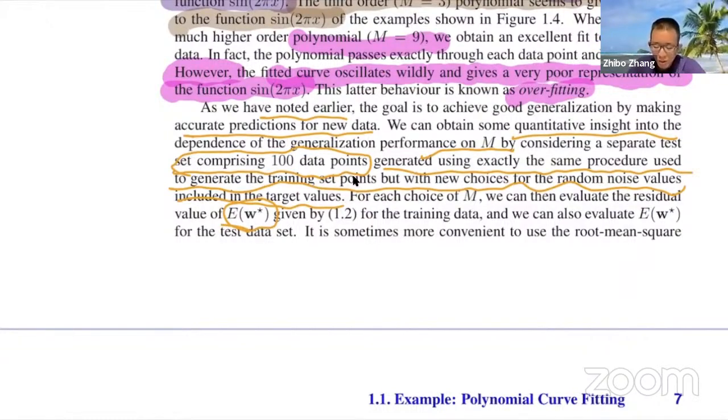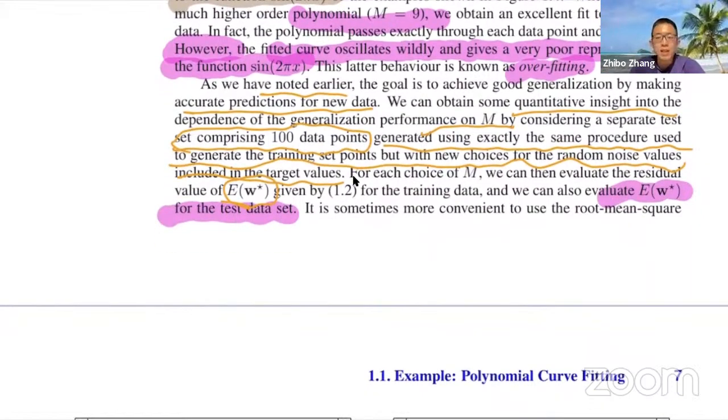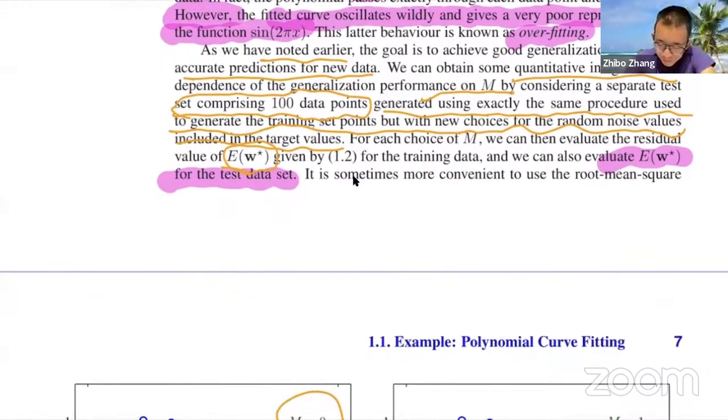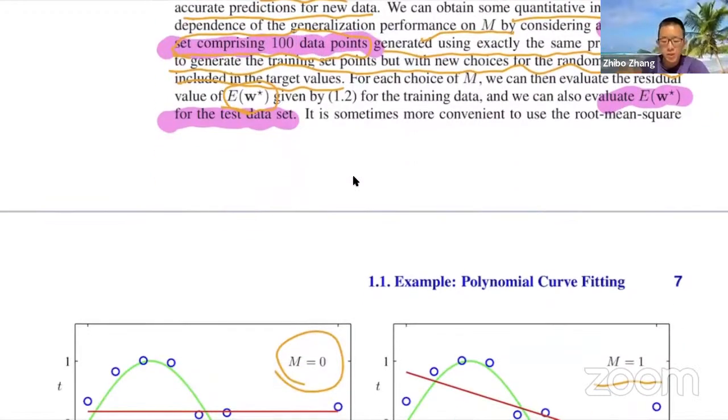We can also evaluate for the test data set. Again, the test data set is something that is independent from your training data set, which is used to test your learned function mapping. A separate test set comprising 100 data points.